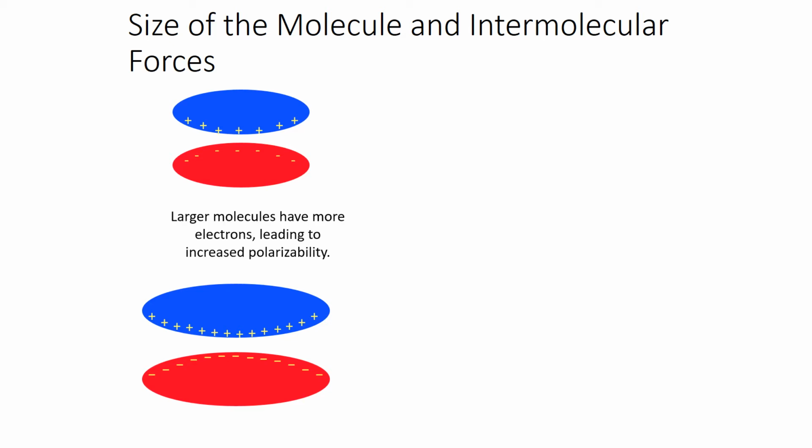So in general, larger molecules have more electrons, which leads to increasing polarizability. Ultimately, what that means is you get stronger intermolecular force attractions because you develop larger electrostatic attractions between your negatives and your positives, because there are more negatives involved in larger molecules.